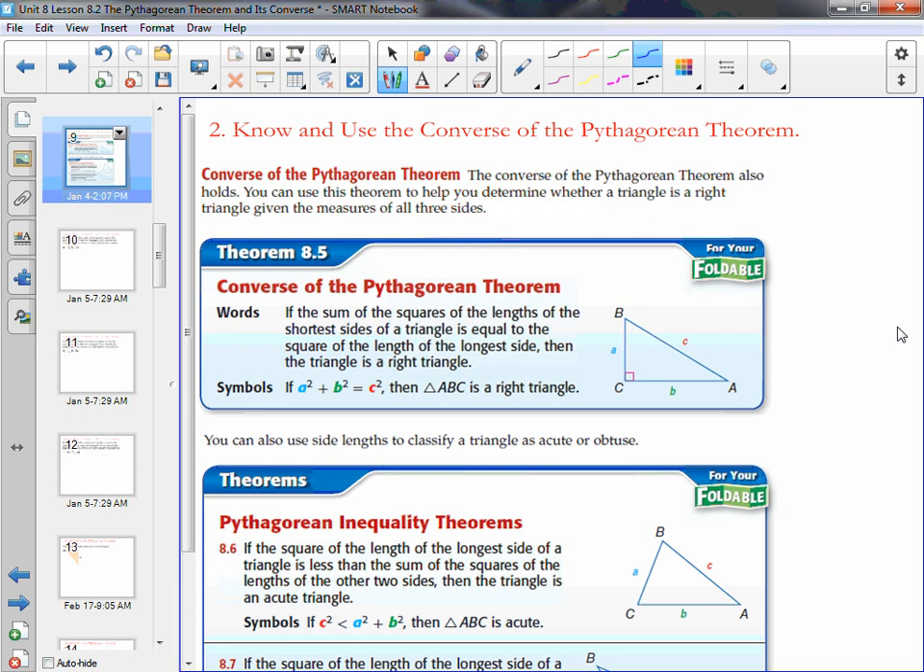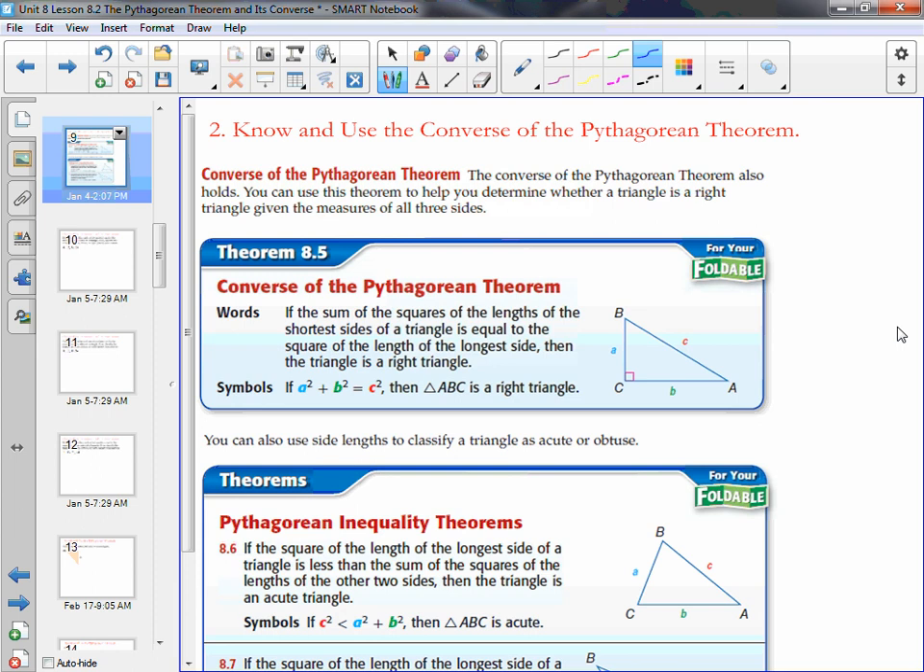Now, it doesn't matter which one you call A, which one you call B. It does matter which one's C, though, doesn't it? C must be the hypotenuse. And you might be thinking, but if you don't know if it's a right triangle yet, you don't know which one's the hypotenuse.